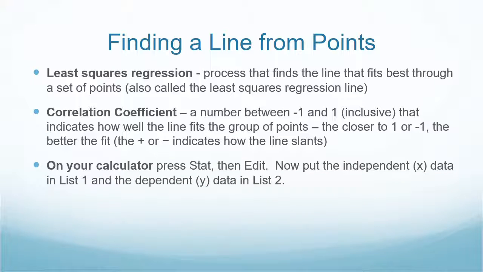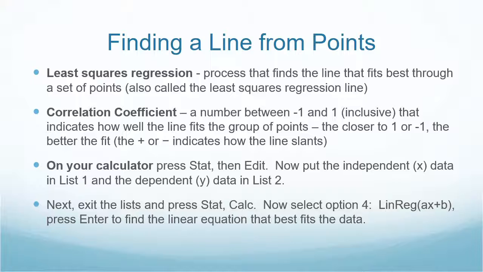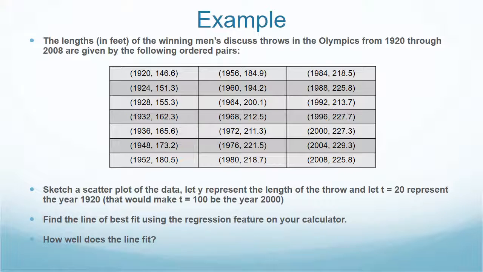Now, how you do this is first you go to your calculator and you press Stat and then Edit. You're going to put the X values in list 1 and the Y values in list 2. Make sure they match up. After that, you're going to hit second and then mode, quit, get out of there, and hit Stat, then go to the right to the Calc menu. Then go down to menu option number 4, which says LinReg AX plus B, just like you see here. You're going to press Enter to find the equation that best fits the data. The first time you hit Enter, it comes up on the home screen. The second time, it'll give you the equation.